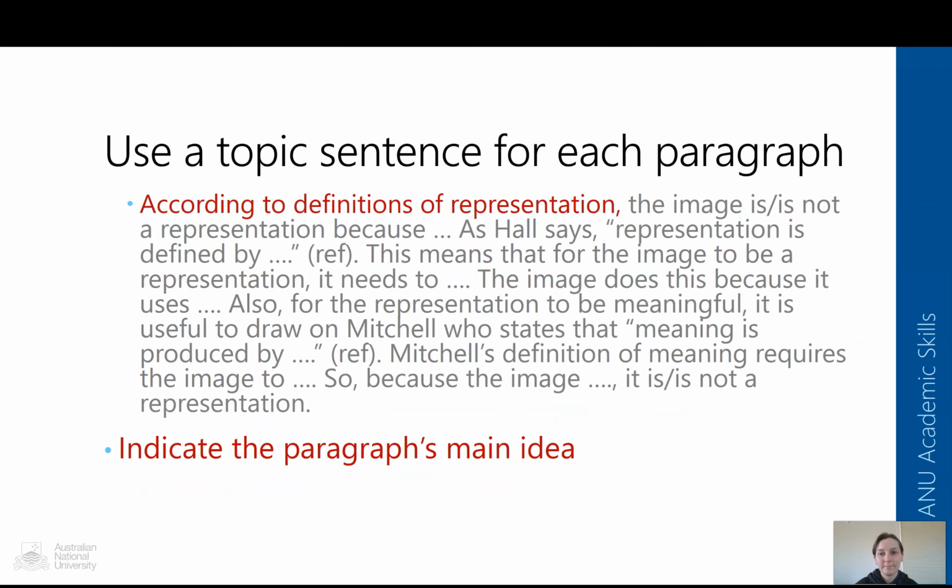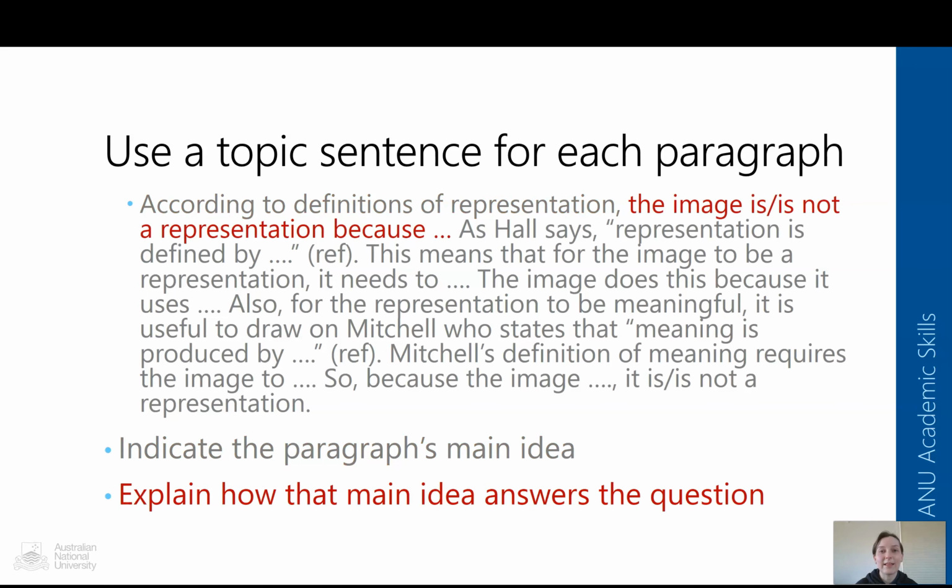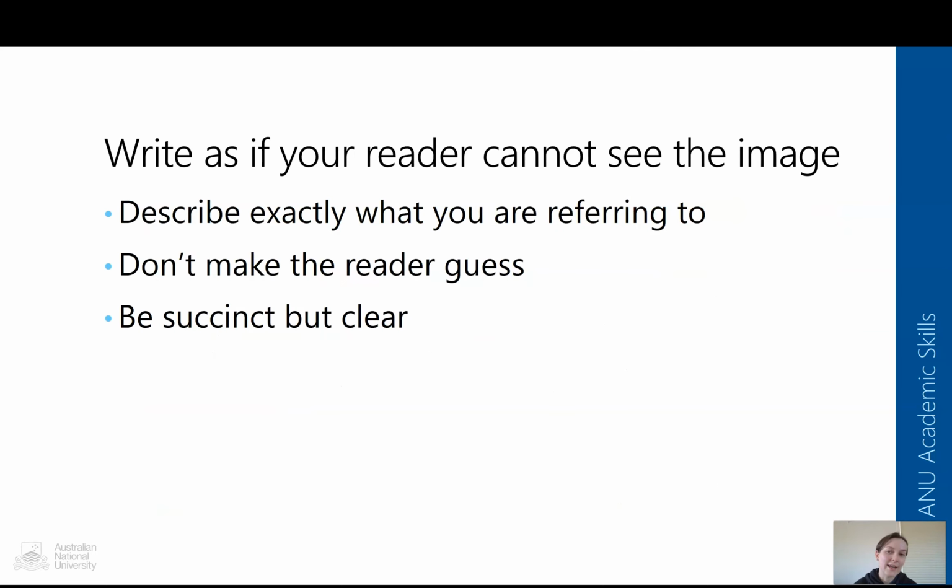Another thing to think of is follow paragraphing conventions. Use a topic sentence for each paragraph. In your topic sentence, remember that it contains two main things: indicating the paragraph's main idea, which in this example are the definitions, and explaining how the paragraph answers the question. So whether or not that definition shows that the image is or is not a representation.